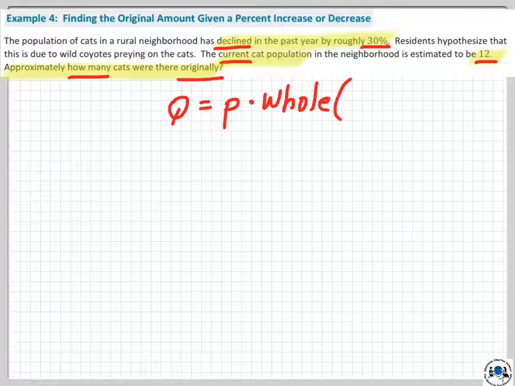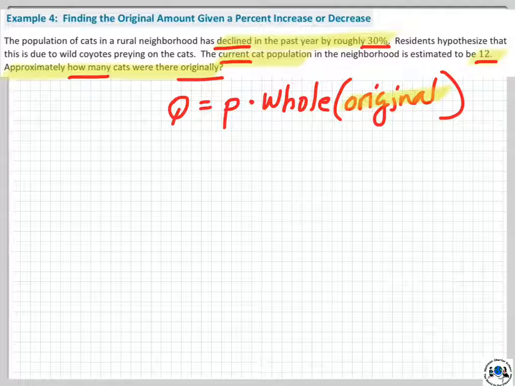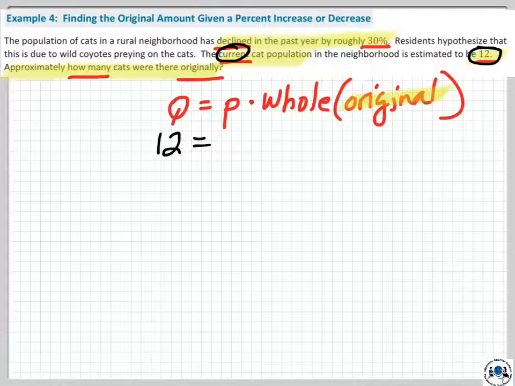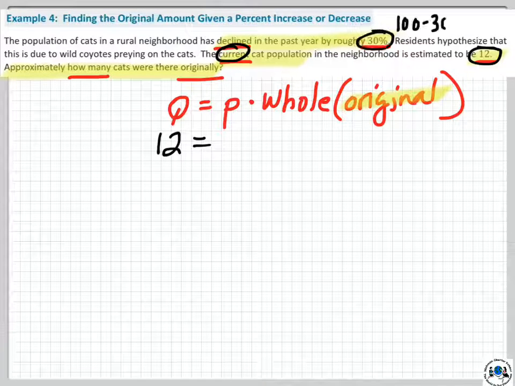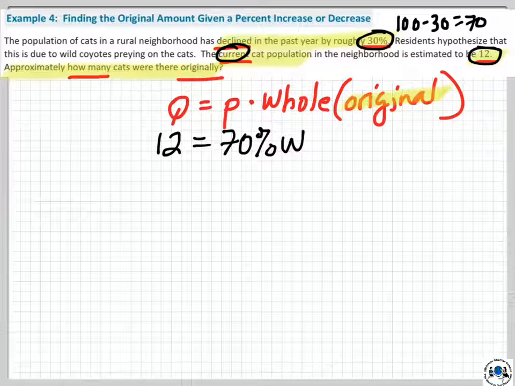So if we got there, Q equals P times the whole, or the original. We look at the current as being the Q, because that is the amount after the decrease. They have 12 right now currently, and that is after the decrease of 30%. We know that there's a decrease of 30%, so 100% would be the original, so 100% minus the 30%, so now we have only 70% of those original cats left.